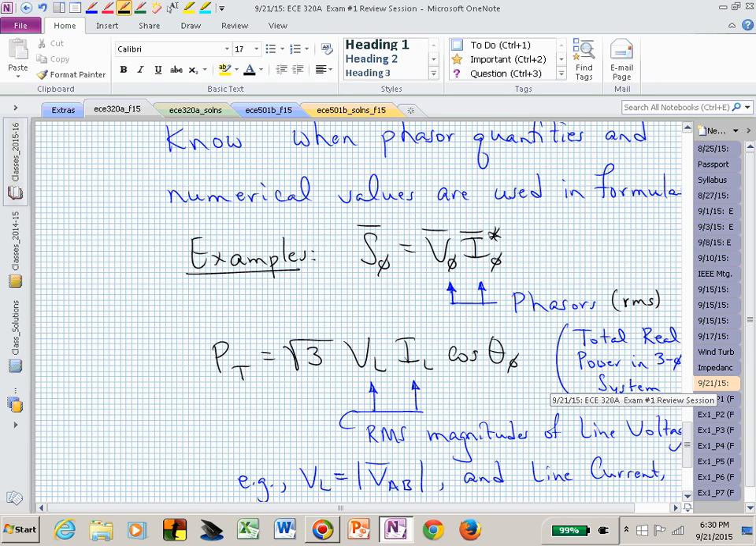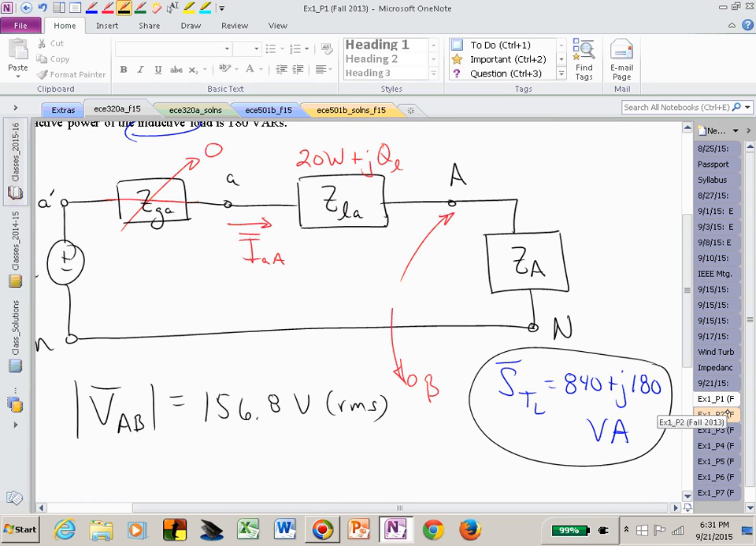So can we use this equation? What do we have in this equation? We have P total of the load, don't we? We have the line voltage at the terminals of the load. That's what we need. We have the line current? No, we don't have the line current. Do we have the power factor of the load? Not directly, but indirectly we do, don't we? Because we have the complex power.